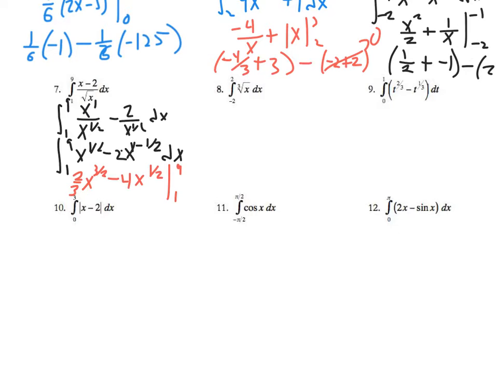For number 8, we're looking at the integral from negative 2 to 2 of x to the 1/3, which is going to be x to the 4/3 divided by 4/3, which is 3/4, x to the 4/3 at 2 and negative 2.